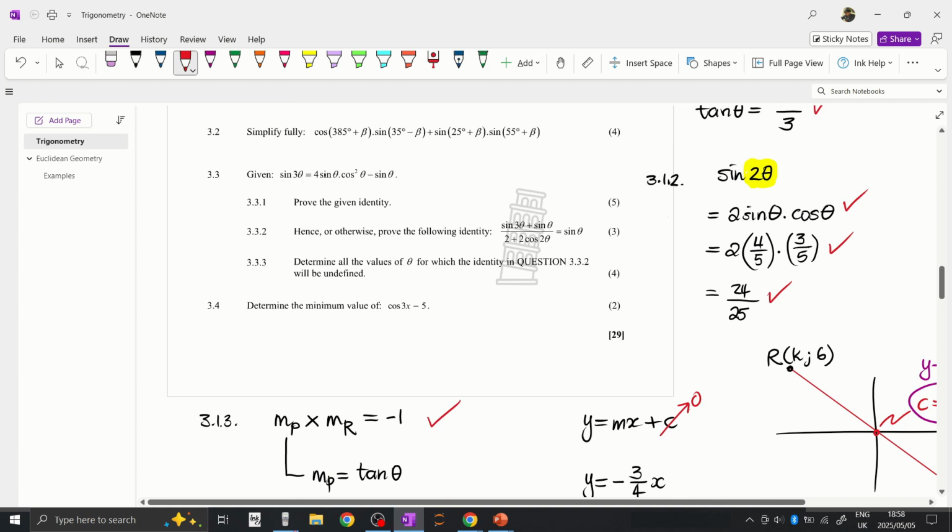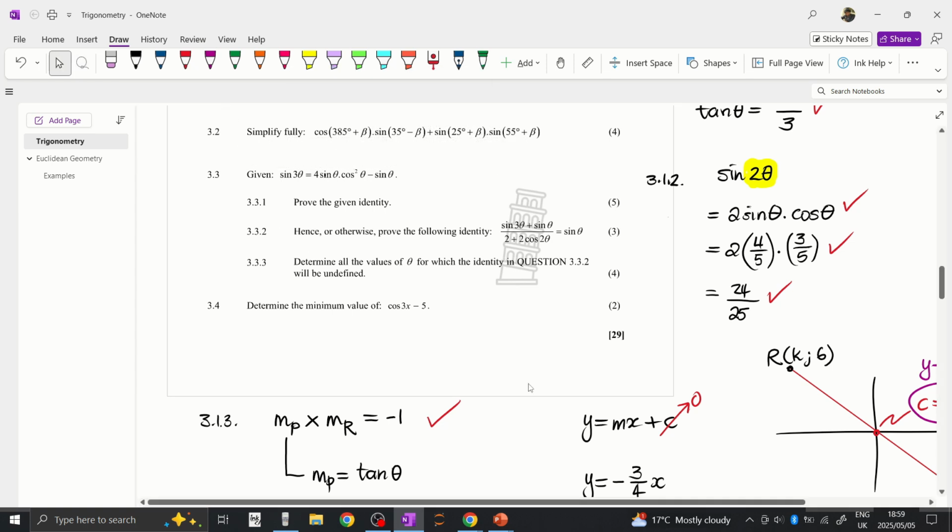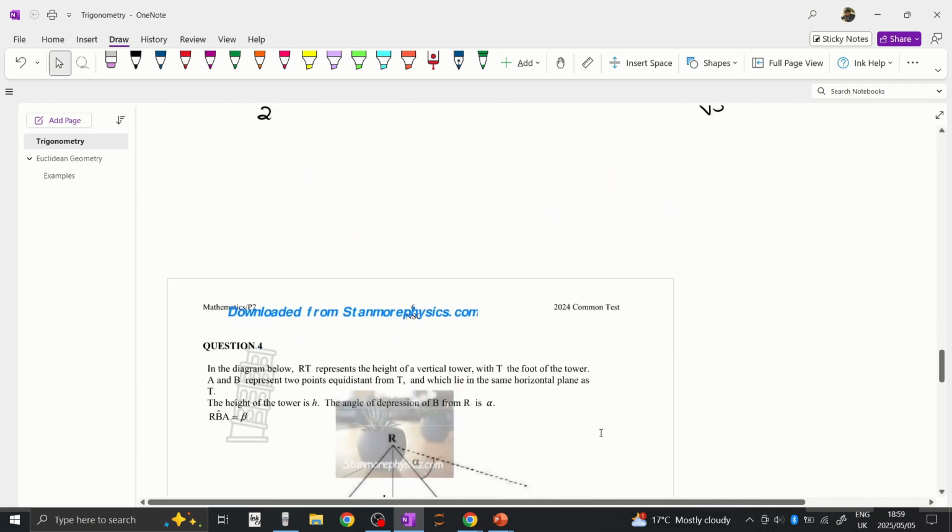3.3, we have this sine 3 theta, so I'm just going to copy it right here, and then I'll take it to a new page where we can start to solve: sine 3 theta is equal to 4 sine theta multiplied by cos squared theta minus sine theta. The first question is to prove the identity for 5 marks. So prove that the left hand side is equal to the right hand side. How do we do those questions?